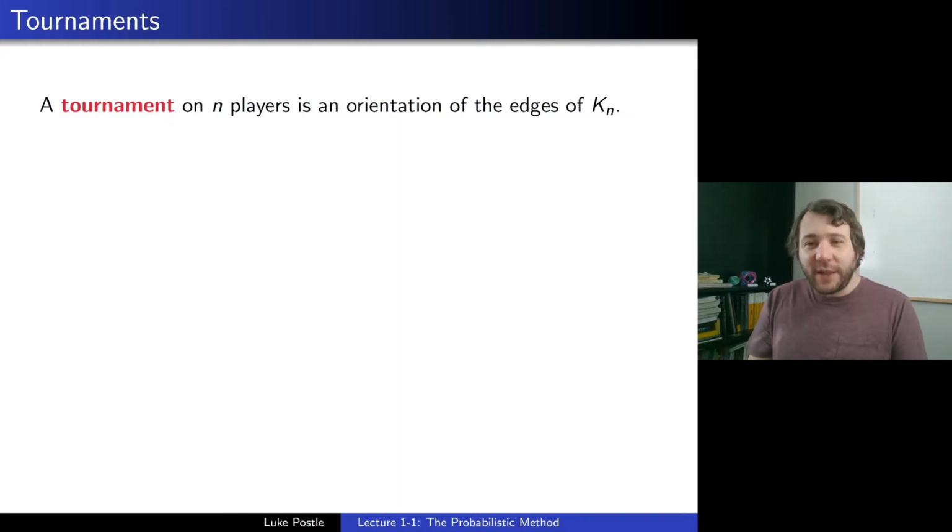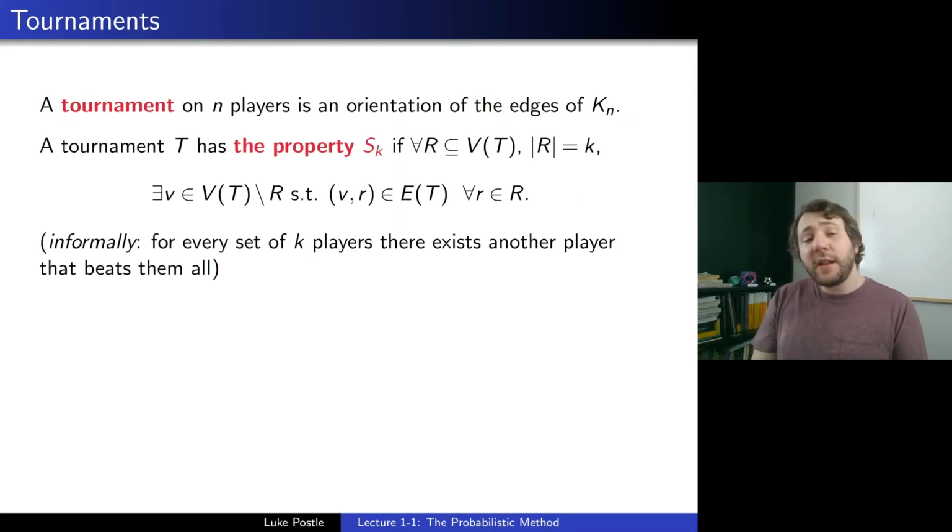Now, while that is a nice story, tournaments also are just natural objects to study in their own right as oriented complete graphs. In particular, here's one nice property that tournaments might have. A tournament T has the property S_k if for all subsets R of V(T) of size k, there exists a vertex v in V(T) minus R, such that vr is in E(T) for every r in R. What does that mean? Informally, for every set of k players, that's R, there exists another player, that's v, that beats them all. So if you fix small sets, there's always some player that beats them. So it's a certain kind of cyclic nature to the tournament, right?